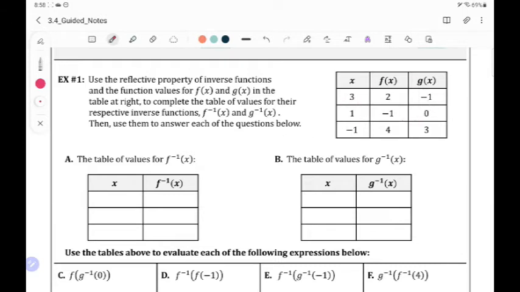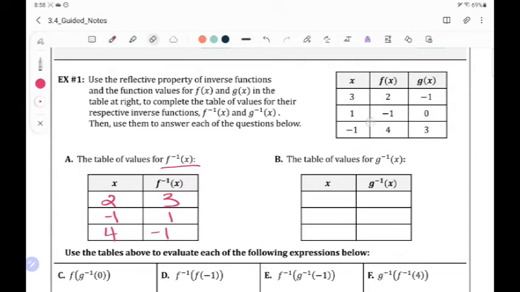So right here we have a table with x and f of x. To do f inverse of x, we're just going to take these values for x and f of x and flip them. It's going to be 2 and 3. And then for the next one, it's going to become negative 1 and 1. And then for the last one, it's going to become 4 and negative 1.